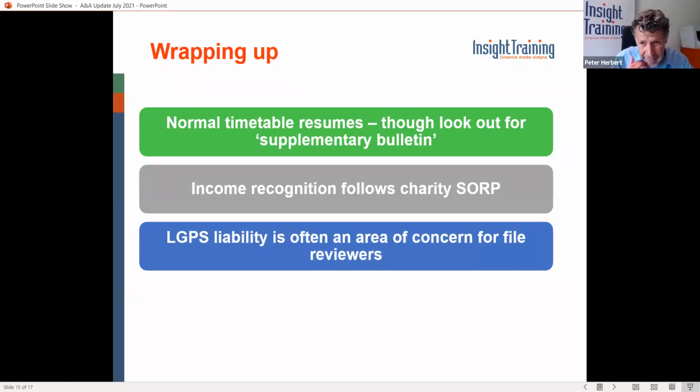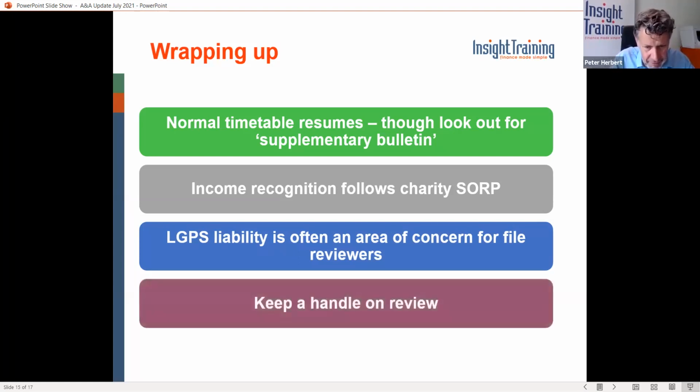I explained why. It's also a figure that will increase, we think, for 31st of August 21 year ends for the reasons I mentioned, and keep a handle on review. Very topical to make sure that you do keep a handle on review, despite the fact that in this next few months, firms are very busy when they've got lots of academies, audits and regularity reviews to get finalised and away.